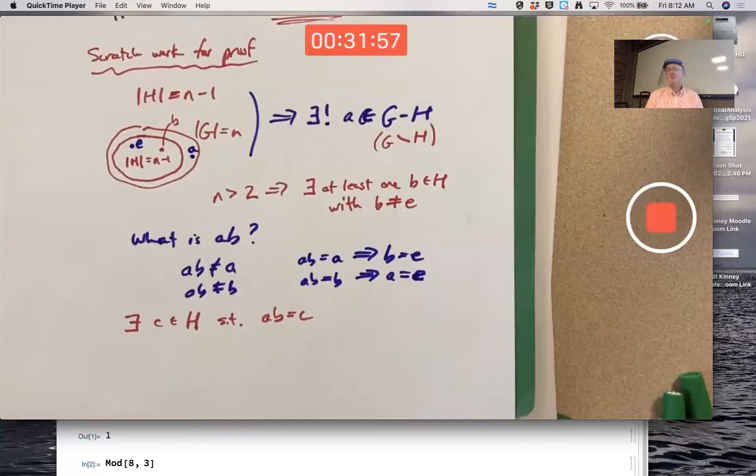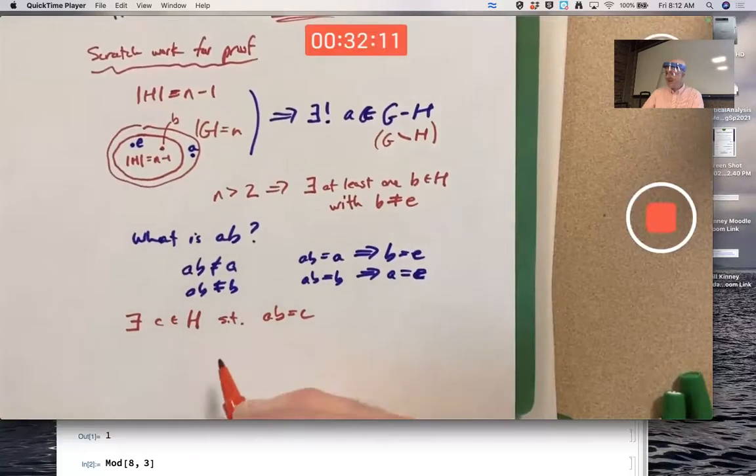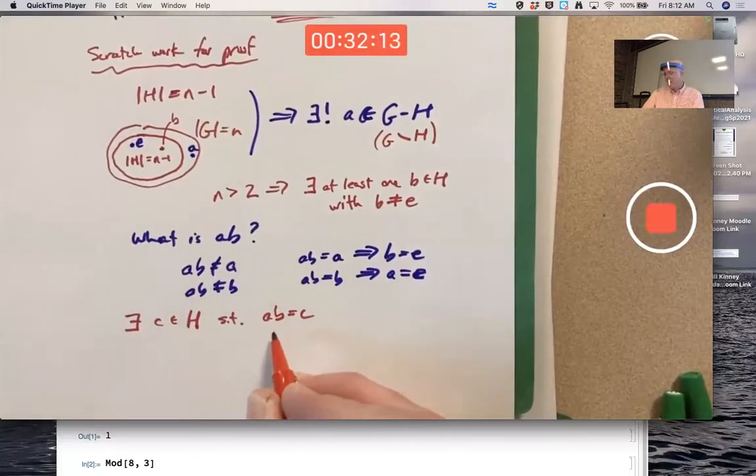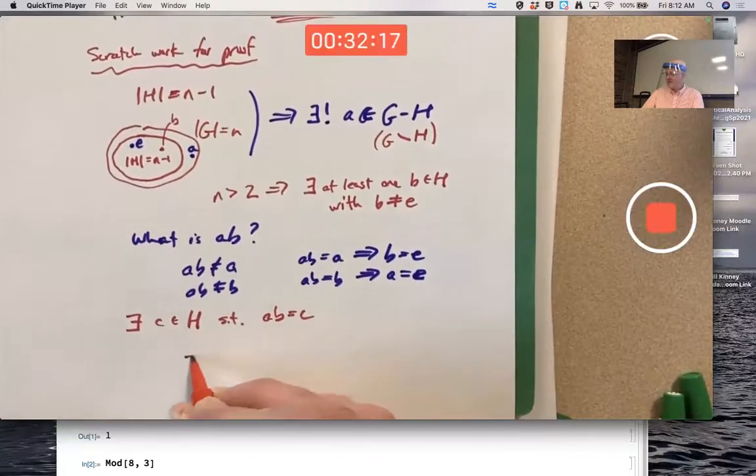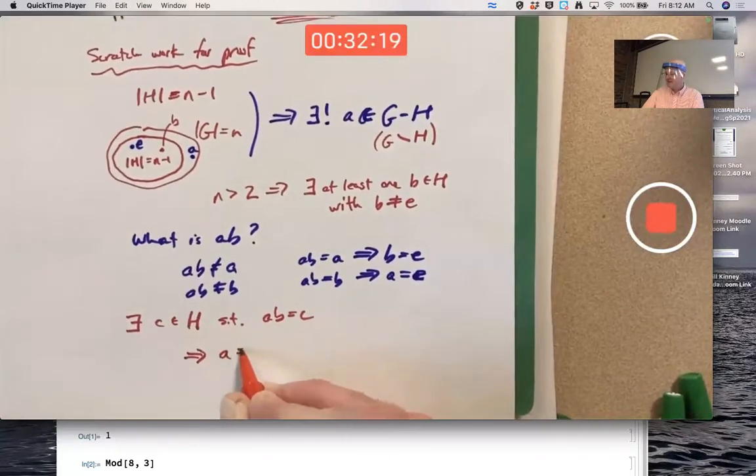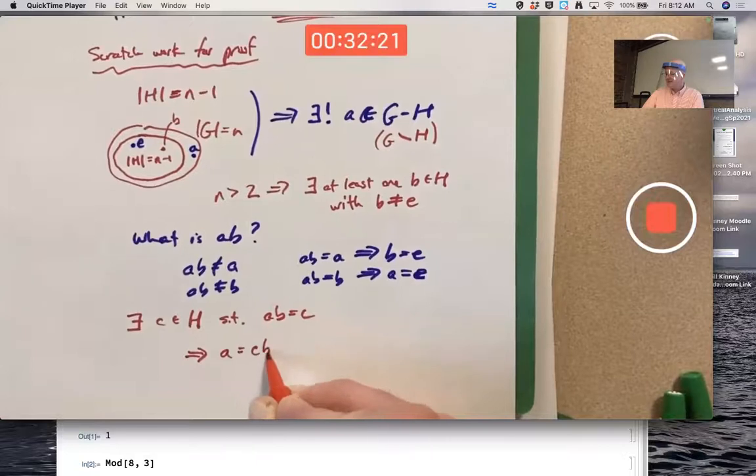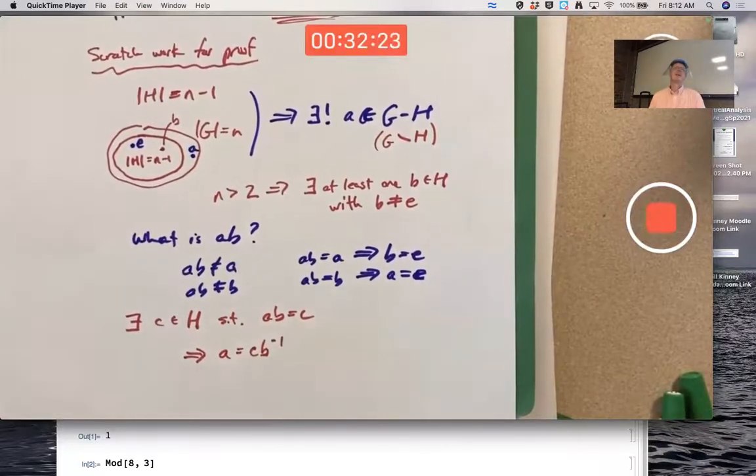Should I solve it for maybe A or B? And if so, which one? Solve it for A. Which means, at least in this form, writing it as A times B, I multiply by B inverse. Why is that pretty clearly now a contradiction?